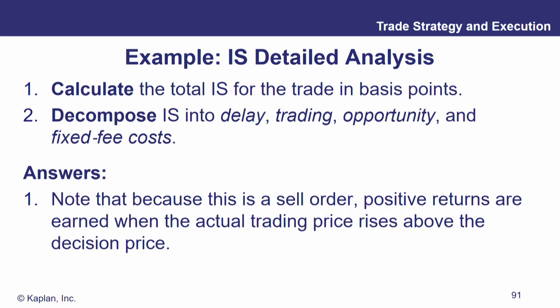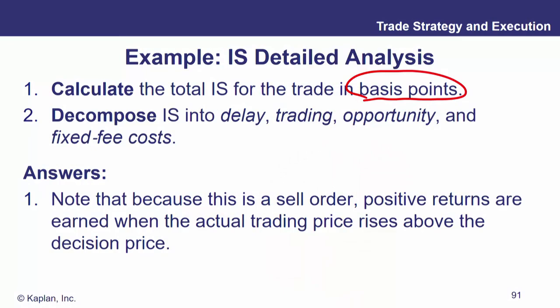So the problem tells us to calculate the total implementation shortfall for the trade in basis points. Let's make sure we get full credit. Remember, nothing hard about converting to basis points. We'll show you again how to do that. Now we're going to decompose this implementation shortfall into 4 components: the delay, the trading, the opportunity, and the fixed fee cost. Now remember, when we calculate this total implementation shortfall, we're going to take a look at the difference between the hypothetical portfolio and the actual return. That'll give us that magic number. And then when we decompose and we sum up those components, they'll add up to that magic number.